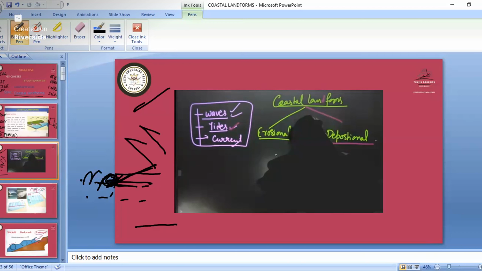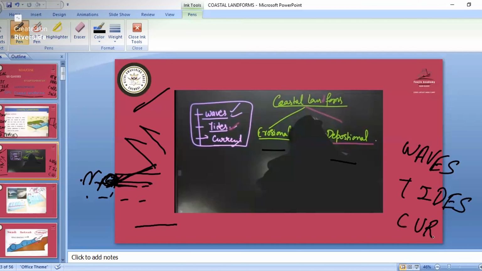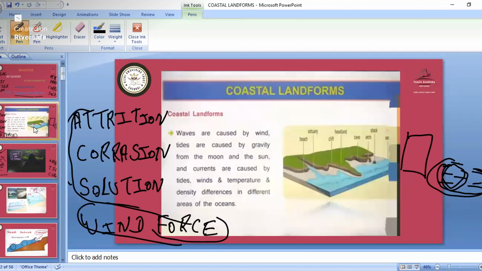So in the coastal landforms, we have erosional landforms and depositional landforms. In this coastal erosion and deposition, in the ocean we have waves, tides, then currents. Due to all these only, there is a formation of lands near the coastal area. So all these forces are acting. This is the main part, and that everything we study here.